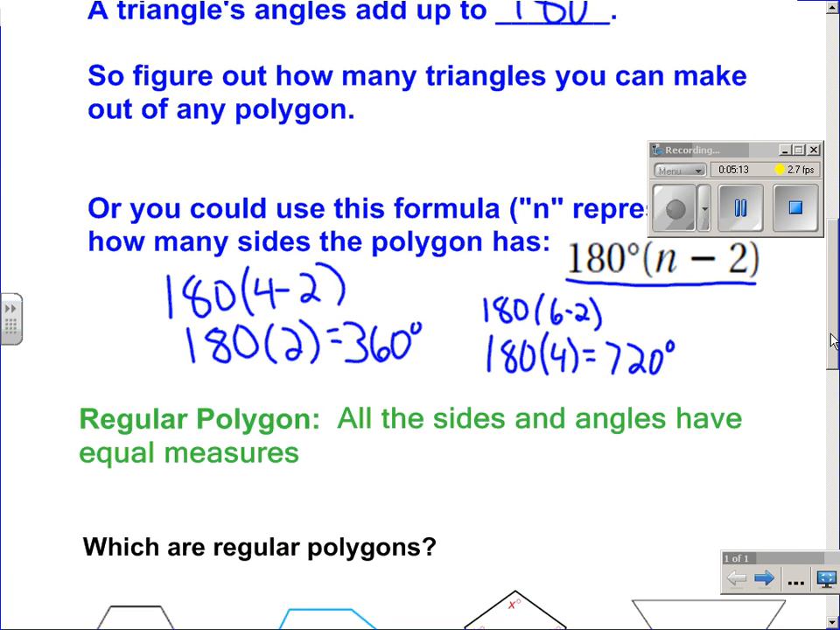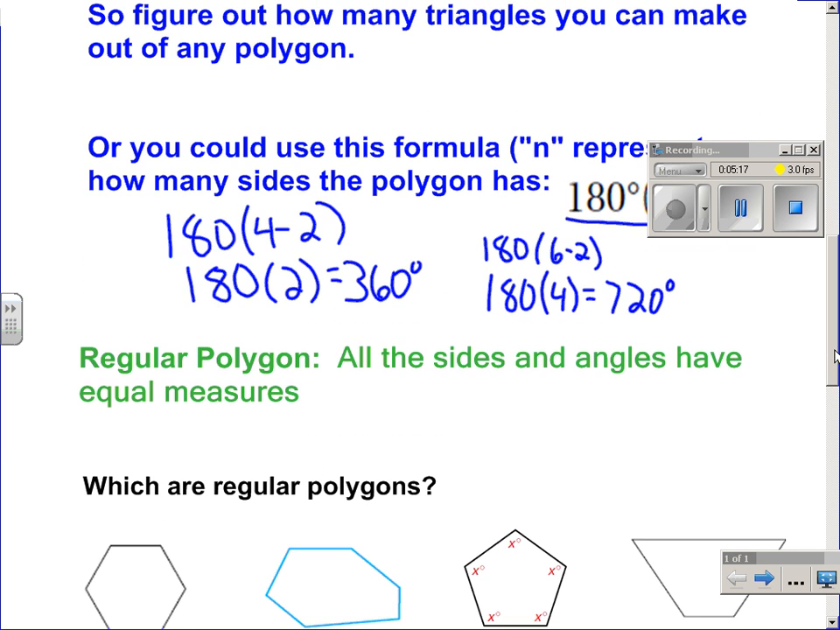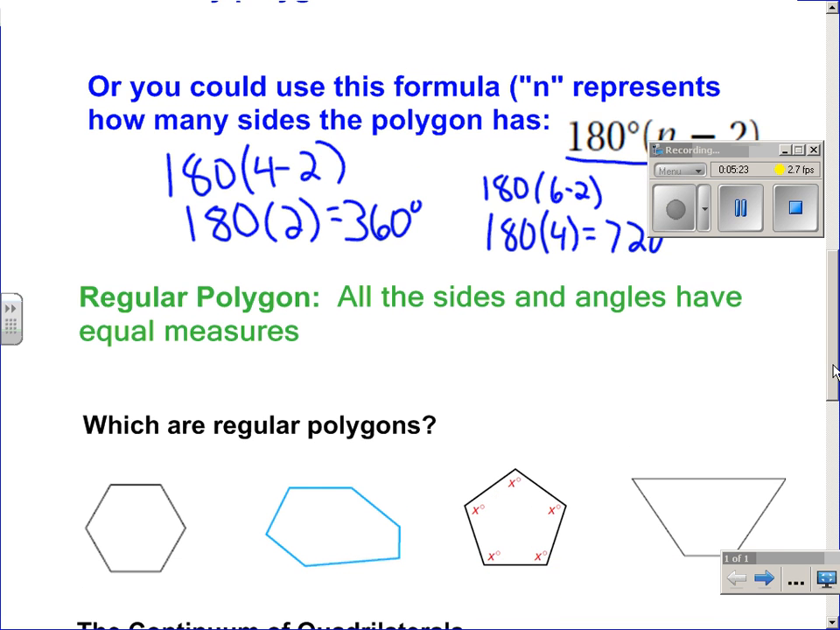is a regular polygon. So a regular polygon means that all the sides and all the angles have the same measures. They're equal. So looking down here, which of these appear to be a regular polygon? So we're going to circle those. So try your best to draw these.